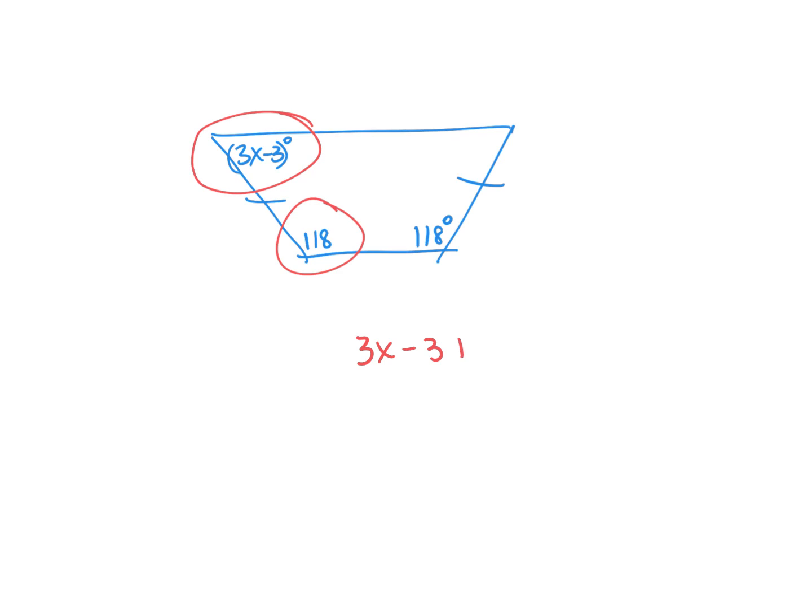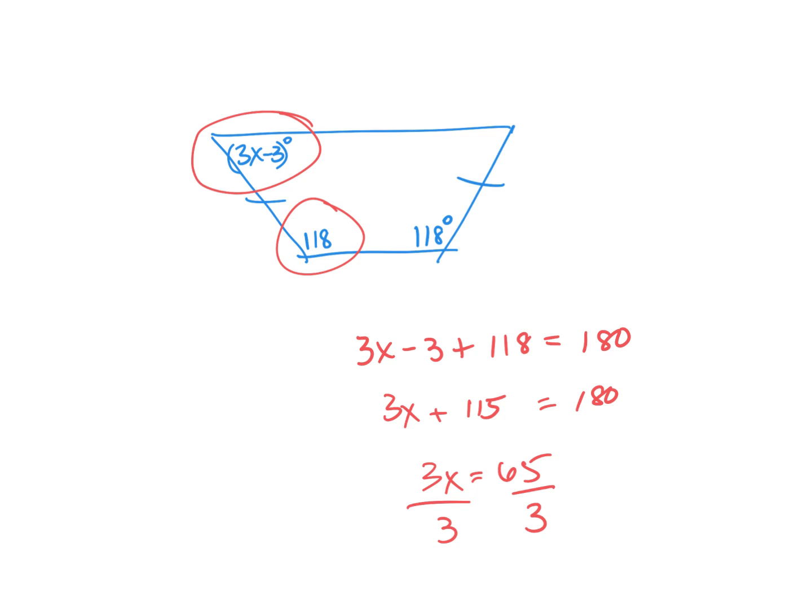3x minus 3 plus 118 equals 180. 3x plus 115 equals 180. 3x equals, was that 75? No, 65? What is it? So it's 65, and x would be equal to 65 thirds. Okay? And you can leave it like that.